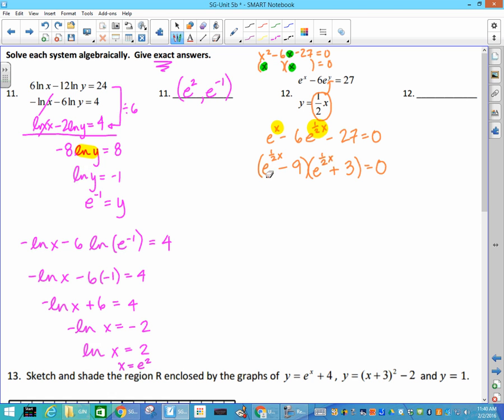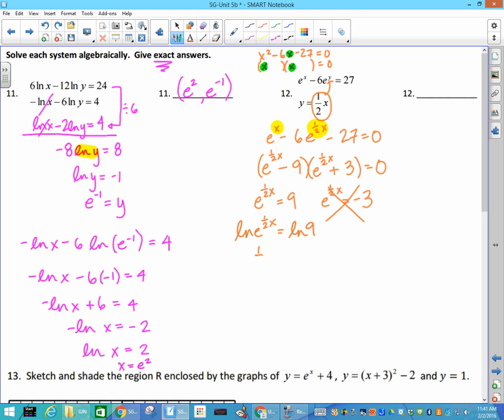And then we set each factor equal to 0. So e to the 1/2 x equals 9, and e to the 1/2 x equals negative 3. And we have talked about how an exponential function can't be equal to a negative number, not the parent, so we're good with that. We get to cross that one out. And now I'm going to take the ln of both sides because I'm solving for that variable in the exponent. So I wrote ln on both sides.